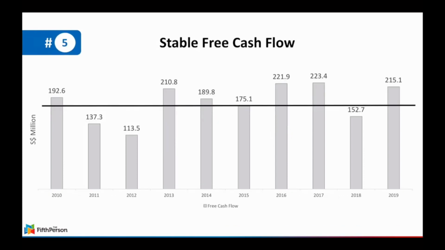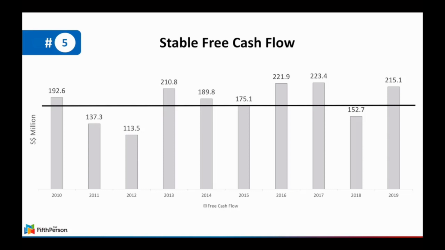So now let's look at step number 5, the free cash flow for SATS. Their free cash flow is rather stable. Most of the time, they are above their average line, which is the black line. There are only 3 times in their 10 years that they are below. So they are rather stable. You can see that from 2013 to 2019, it is rather stable.